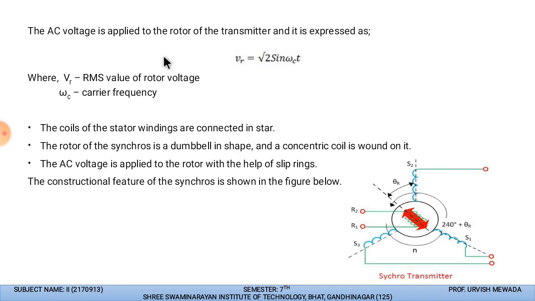Now the AC voltage is applied to the rotor of the transmitter, and it is expressed as VR, meaning this is the rotor voltage. It is root 2 VR sine omega_c t, where VR is the RMS value, or we can say the supply which is applied to the rotor circuit, so the RMS value of the rotor voltage, and omega_c is the carrier frequency of the rotation.